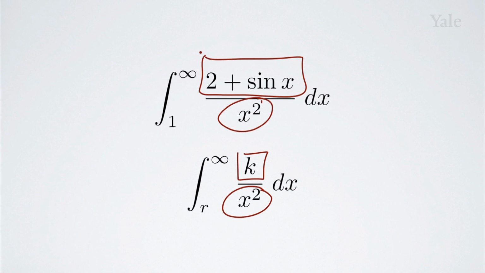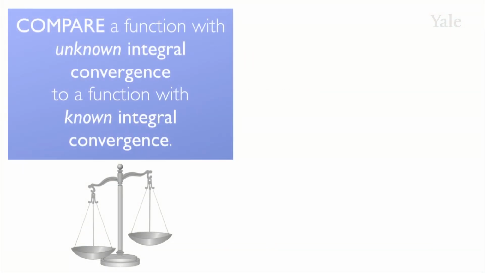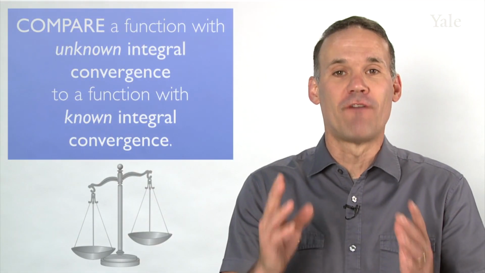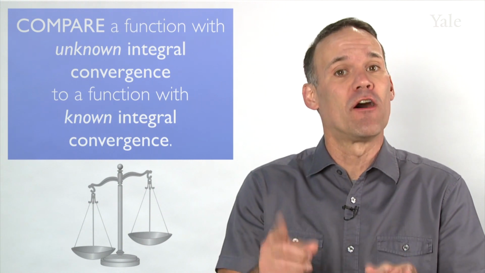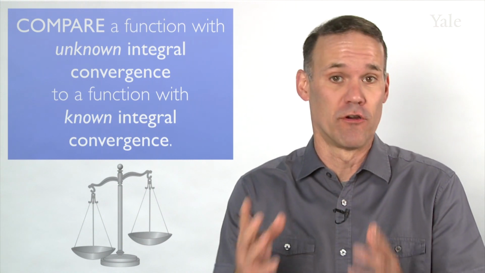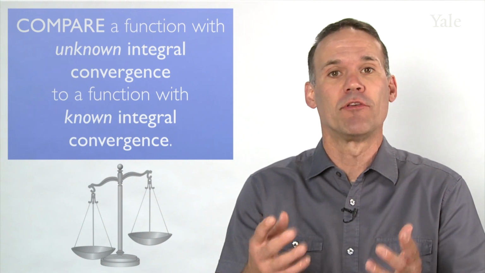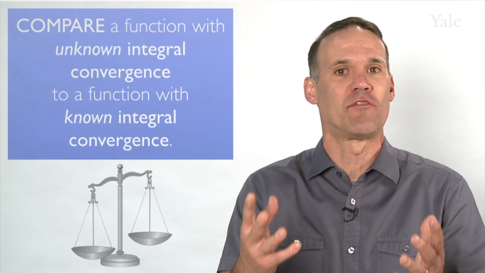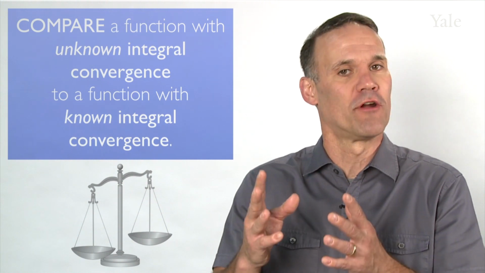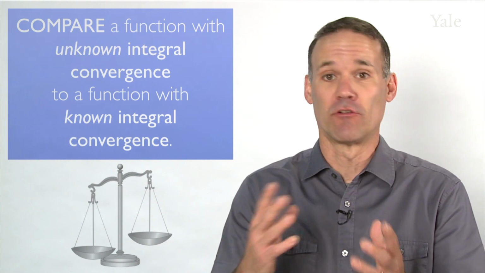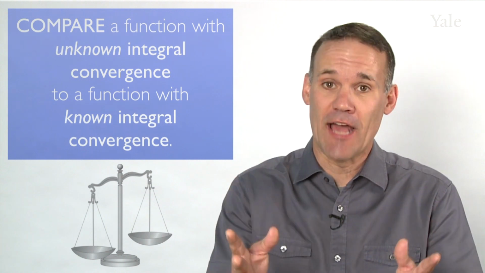So what do we do? Here's the big picture for the comparison test. What we're going to do is take a function whose integral we don't know if it converges or not, and compare it to a function whose integral we do know if it converges or not. So for example, you might think that 2 plus sine x over x squared, it might be reasonable to compare that to 1 over x squared, and then check the integral convergence of each of those. And that's exactly what we're about to do.